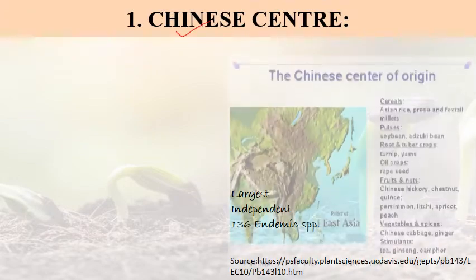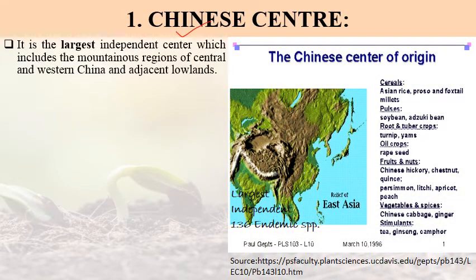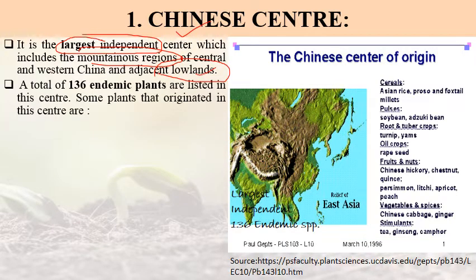Firstly, the Chinese center. It is the largest independent center, सबसे बड़ा independent center है, which includes mountainous regions of central western China and lowlands. जो mountainous regions हैं और lowlands दोनों को include करता है ये, and it shows a total of 136 endemic plants. Endemic plants ऐसे plants जो किसी भी और geographical area में grow नहीं करते हैं, they are totally restricted to this region. So those plants are known as endemic plants and are listed in the center.